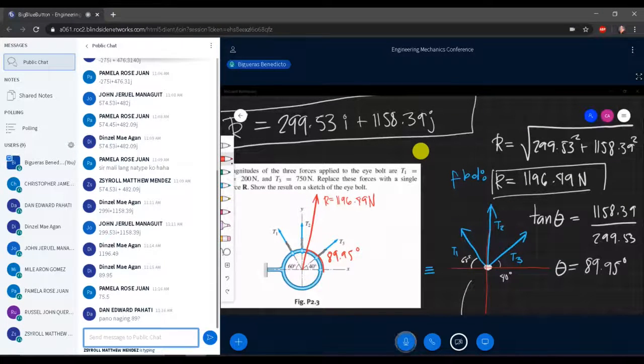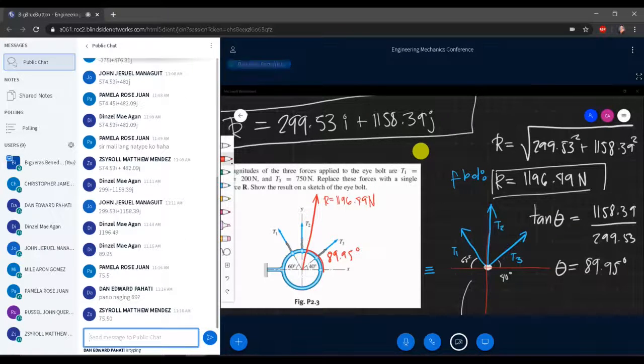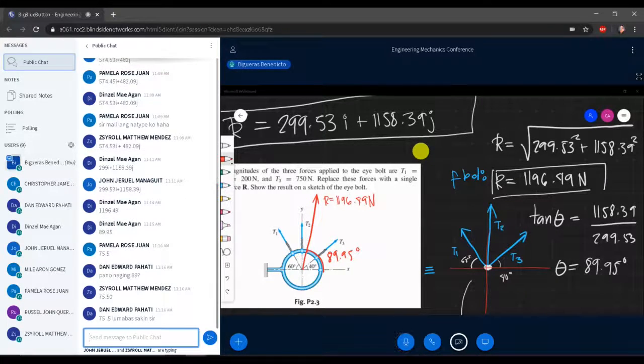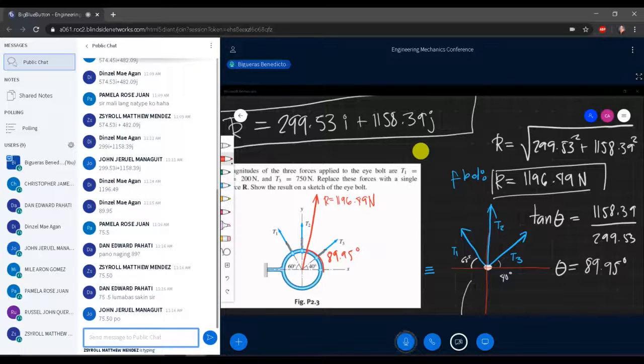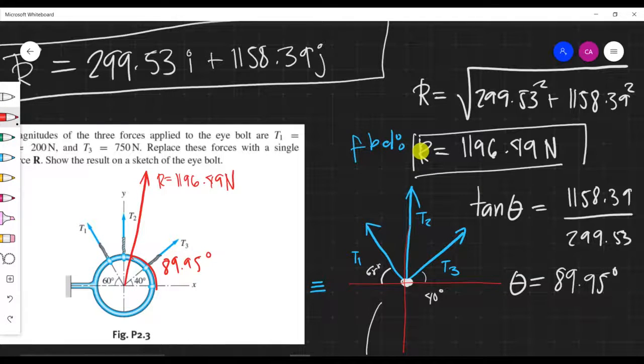Ano yun? Paano naging 89.95? Ha? Mali yung 89.95? Baka naka-radians ka. Diba? So, at least, alam natin. Actually, wala akong notes about dito sa problem. Kaya hindi ko alam kung alin yung tama. Kaya, dapat sinosolve nyo talaga.